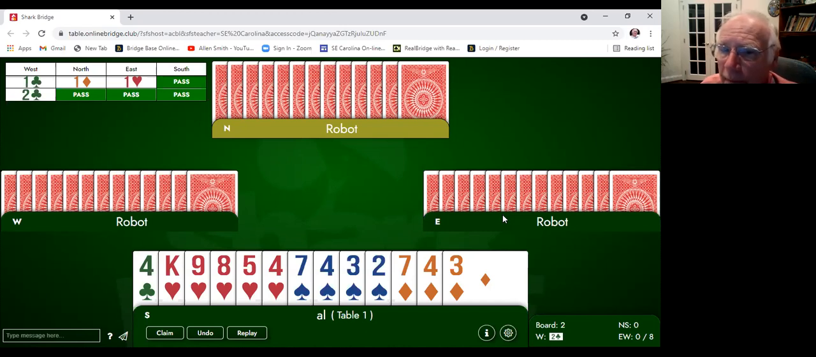What we know about East's hand is that they've got 6+ points and they've got 4+ hearts. So we also know they probably have less than 12 points, because if they had 12 points, that would be 12 plus 13 is 25, and they would be exploring games. So East probably has somewhere in the neighborhood of 6 to 10 points.